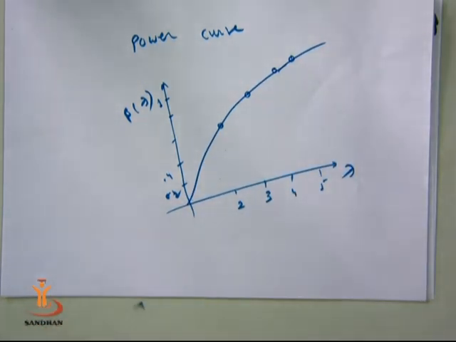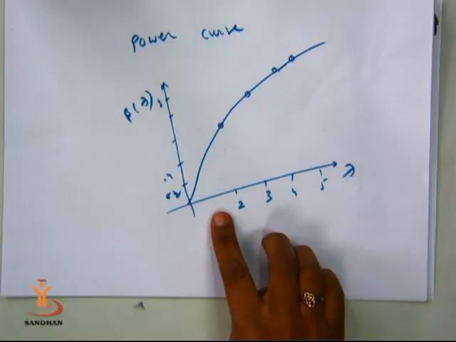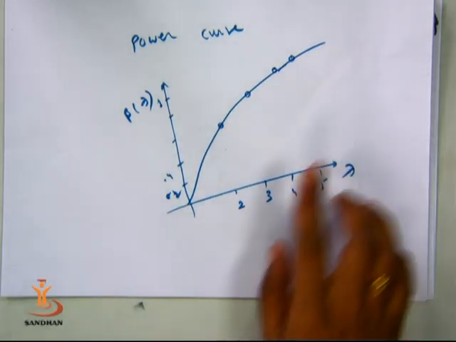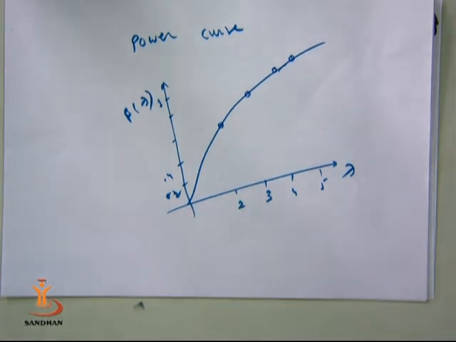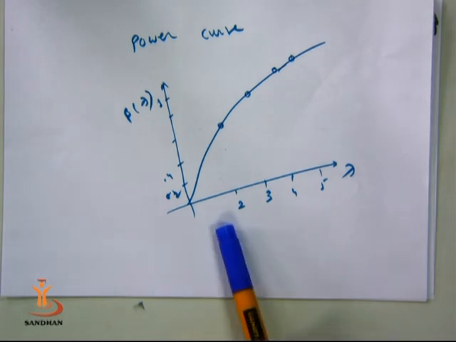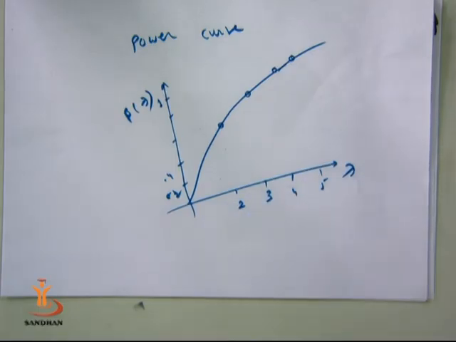That means, as you go away from the value 1, because lambda equal to 1 is the cutoff value, as you go away from 1, your power increases. That is, the power, the probability of getting a correct decision, increases as you go away from the threshold value 1.